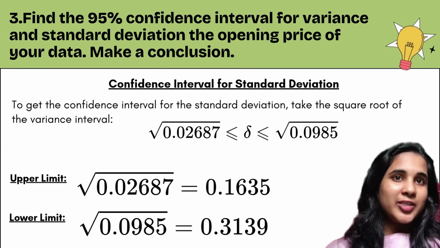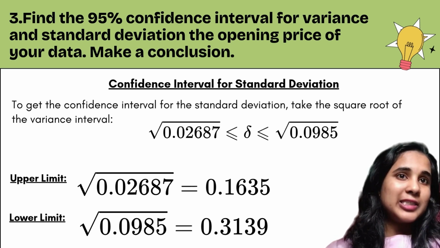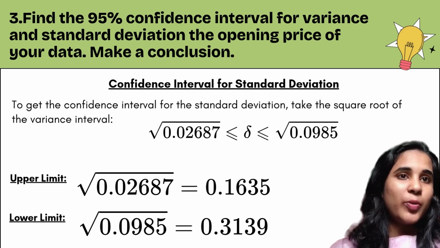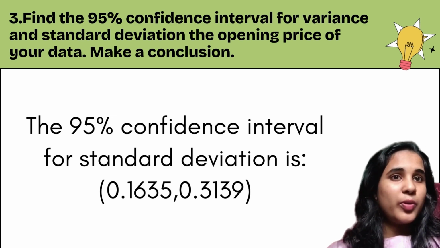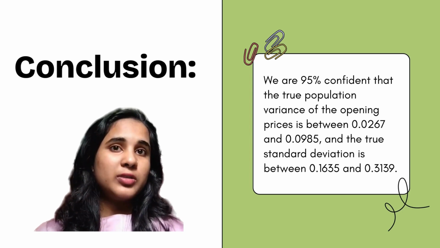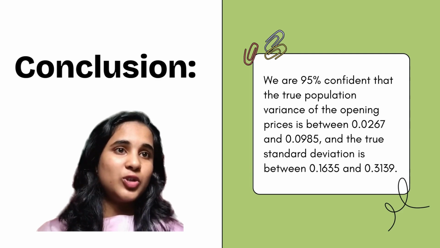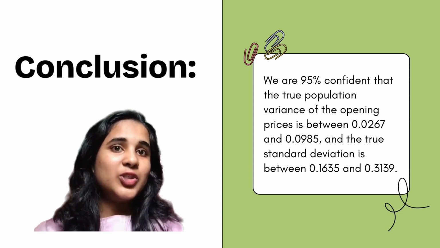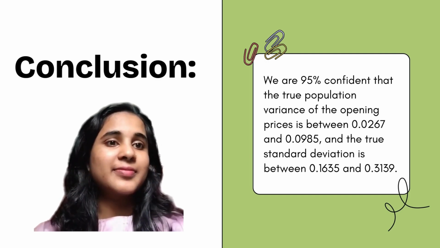The last step is to find the confidence interval for the standard deviation. To get the confidence interval for the standard deviation, we take the square root of the variance interval. So we will get the lower limit is 0.1635 and the upper limit is 0.3139. So the 95% confidence interval for standard deviation is 0.1635 to 0.3139. In conclusion, we are 95% confident that the true population variance of the opening price is between 0.027 and 0.0985, and the true standard deviation is between 0.1635 and 0.3139.